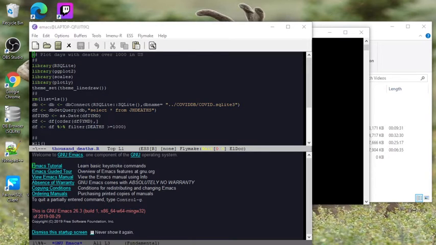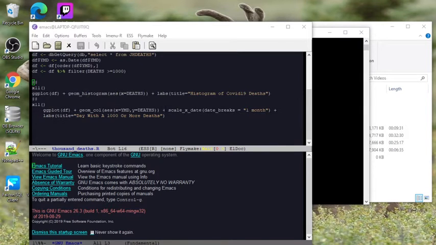Sets the theme, clears the data set, connects to a database, pulls all the data out from the Johns Hopkins deaths. These are daily deaths, not cumulative deaths. Convert the date field back to a date, sort by date, and then only pull out the records where the deaths are greater than or equal to 1,000. Then we're going to do a quick histogram, as you can see here. Again, we're only going to be plotting the density for days when the deaths were over 1,000 or more.